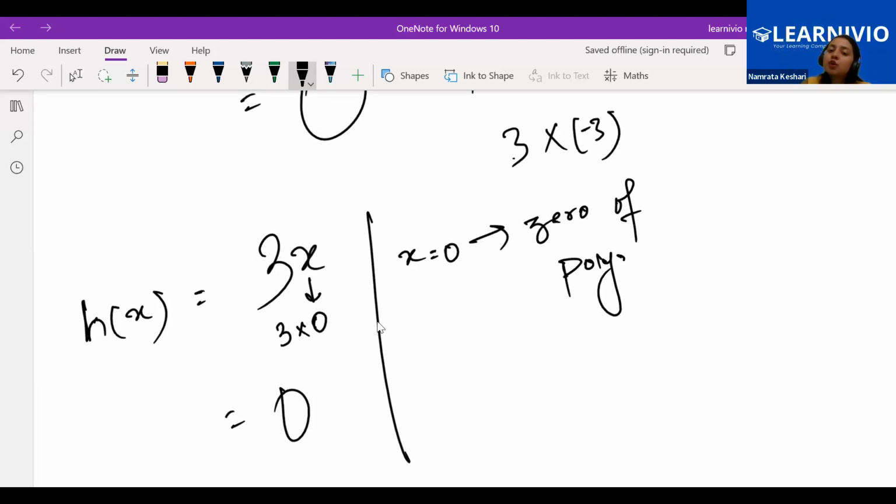So what exactly is the meaning of zero of the polynomial? Zero of the polynomial means that particular x value which will make our polynomial 0. Now that particular x value can be 1, can be 2, can be minus 1, can be minus 2. It can be any number. It can be 0 also. Am I making sense, Sara? Yeah. Okay.